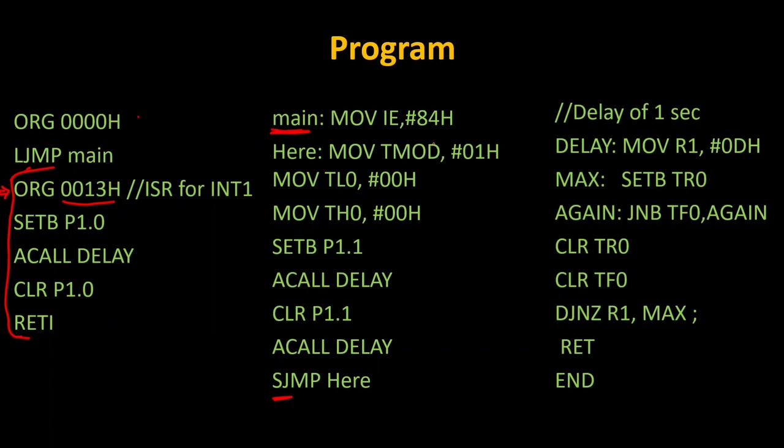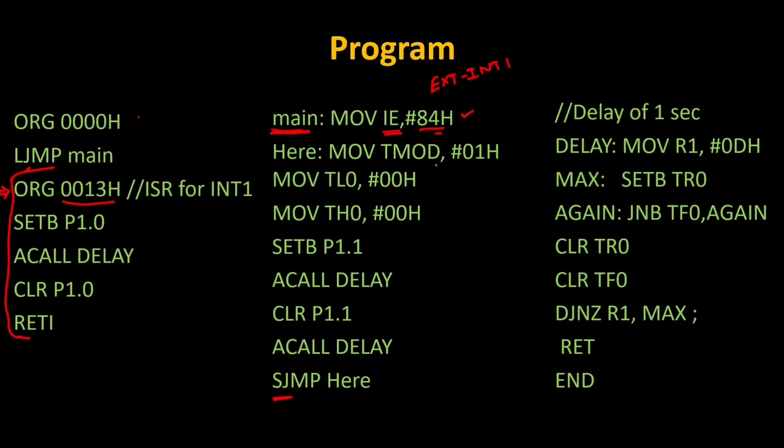At this point, I have to enable my interrupt, right? So which is going to be the interrupt enable register. We have already calculated it should have 84H, so that your external interrupt 1 is getting triggered. Whenever it is triggered, it will jump to its ISR, which is at 0013. And after that, I have to make use of my timer to create a 1 second delay, right?